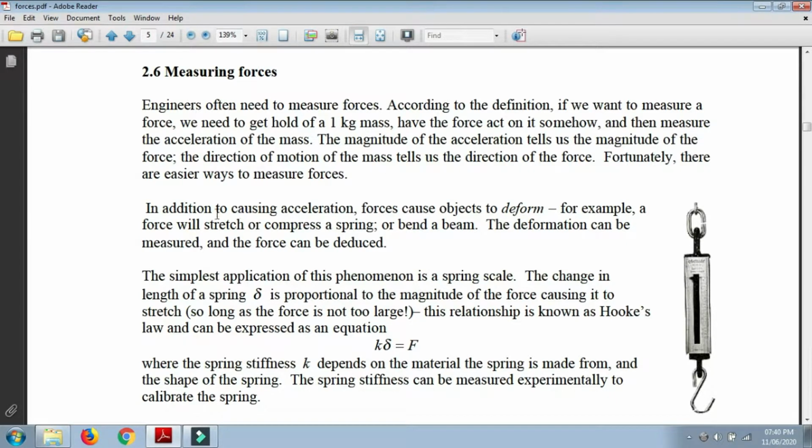In addition to causing acceleration, force causes objects to deform. The force will stretch or compress a spring or bend a beam. So deformations can be measured and used to calculate the force.